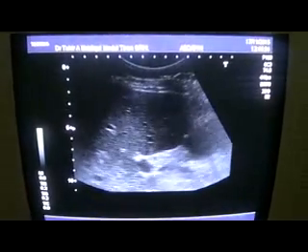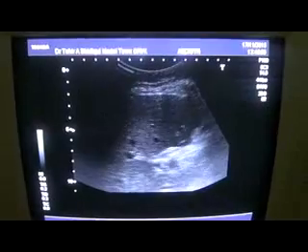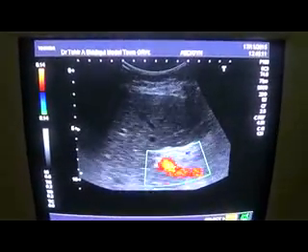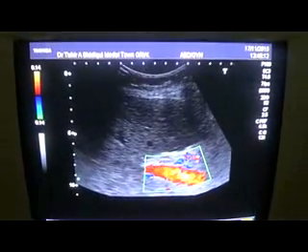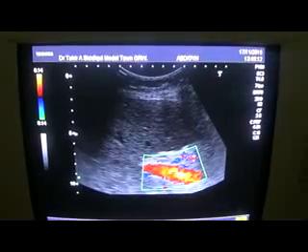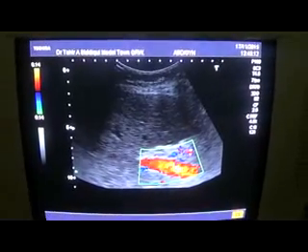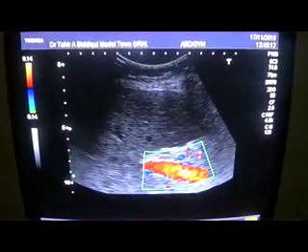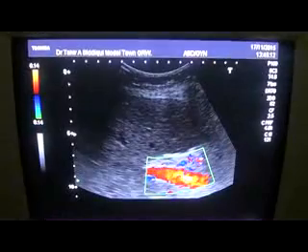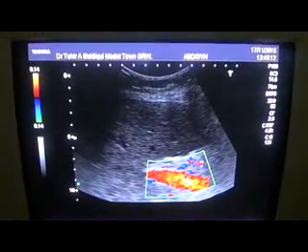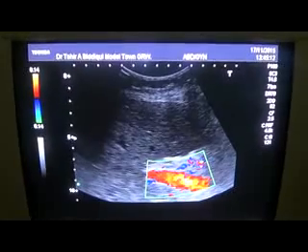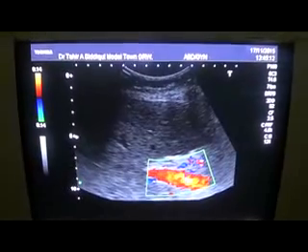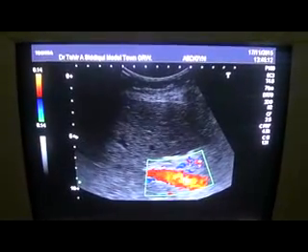So this is our case of the day, that is relating to the pancreas. Number one, hemorrhagic pancreatitis with chronic cholecystitis and bilateral pleural effusion. There is no intrahepatic bile duct ectasia seen.